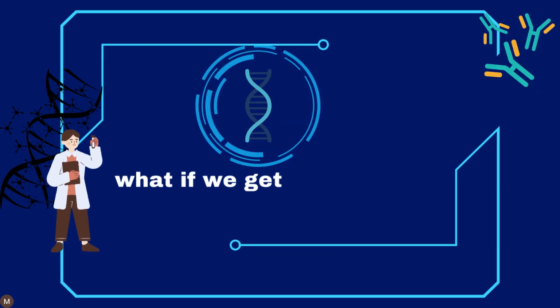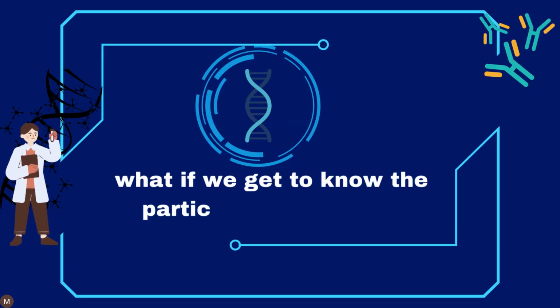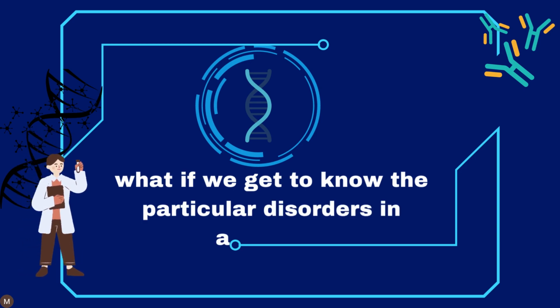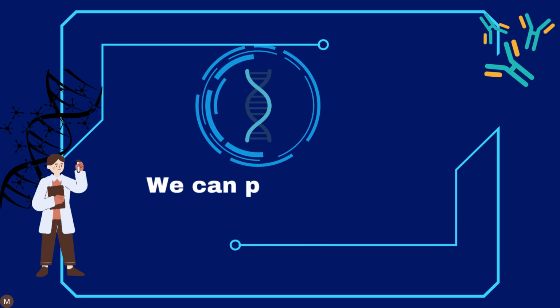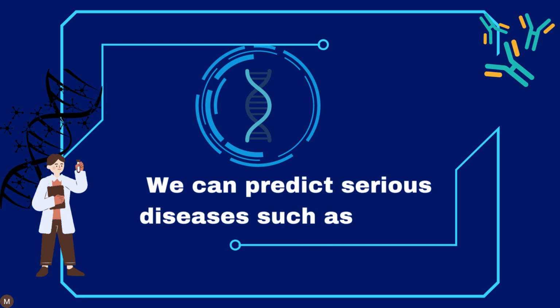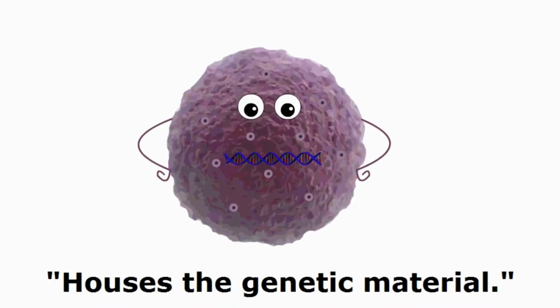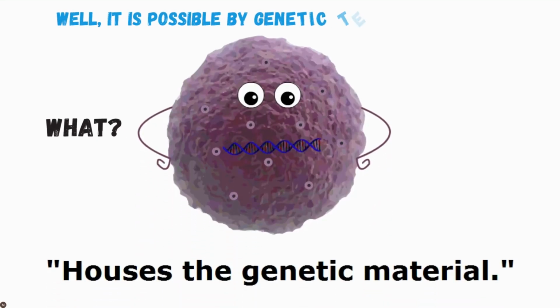So, let's begin. What if we could know the probability of disorders in advance, or predict serious diseases such as cancer, which can harm you, before they arise? I think it's very mesmerizing and exciting that you will come to know earlier before the disease arises in your body. Your thoughts may be punching your brain: is it possible? Well, it is possible by looking at the genetic material.